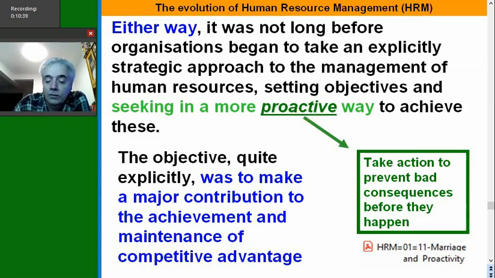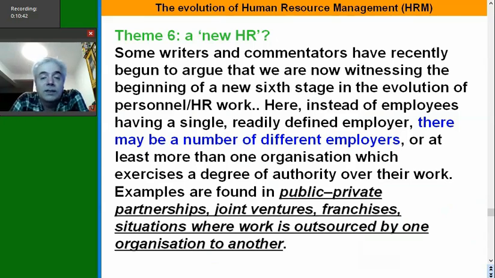All right, so let's move on. Theme number 6, a new human resources. Some writers and commentators have recently begun to argue that we are now witnessing the beginning of a new 6th stage in the evolution of personnel, human resources work.